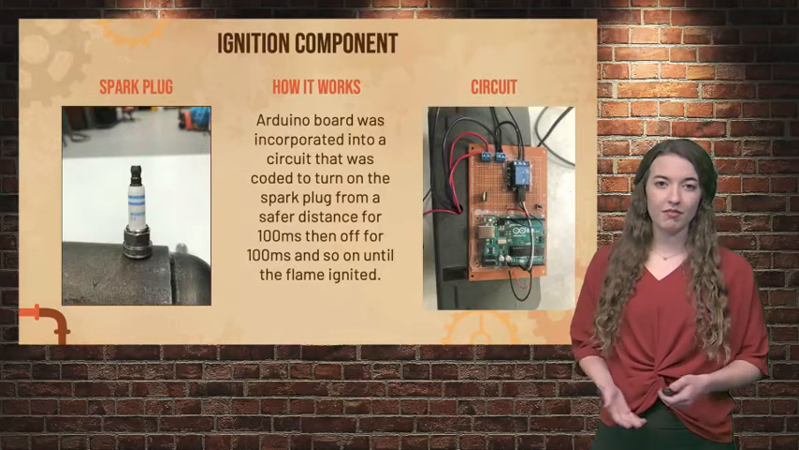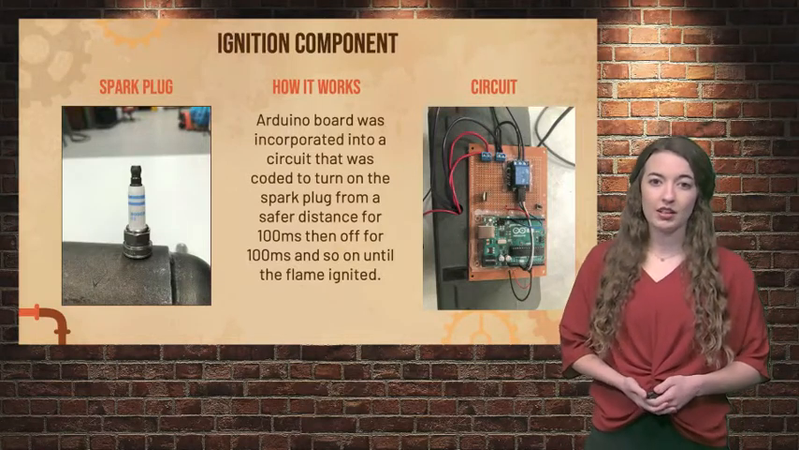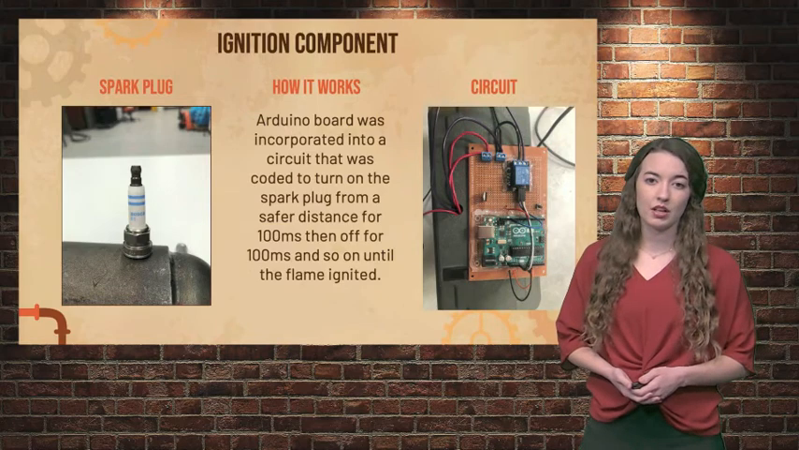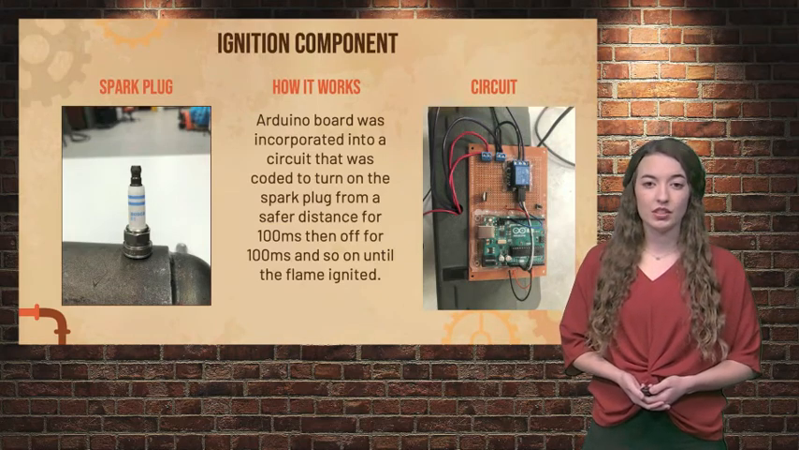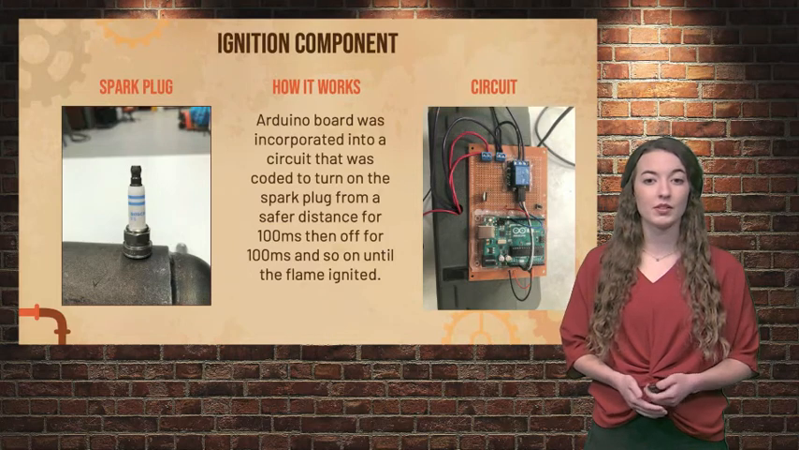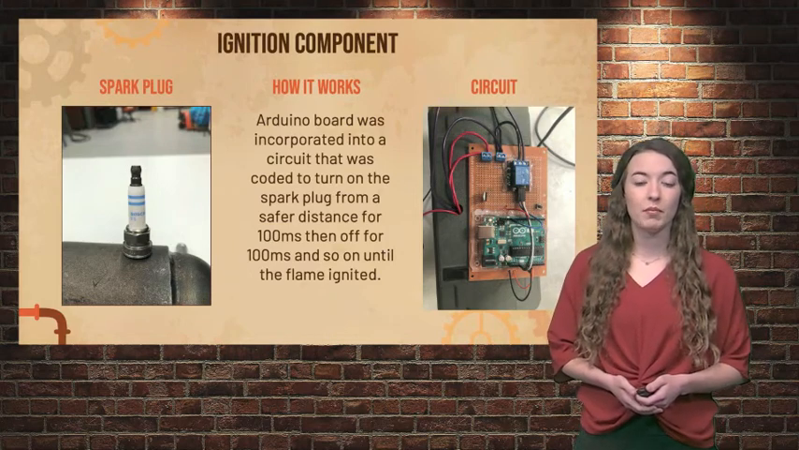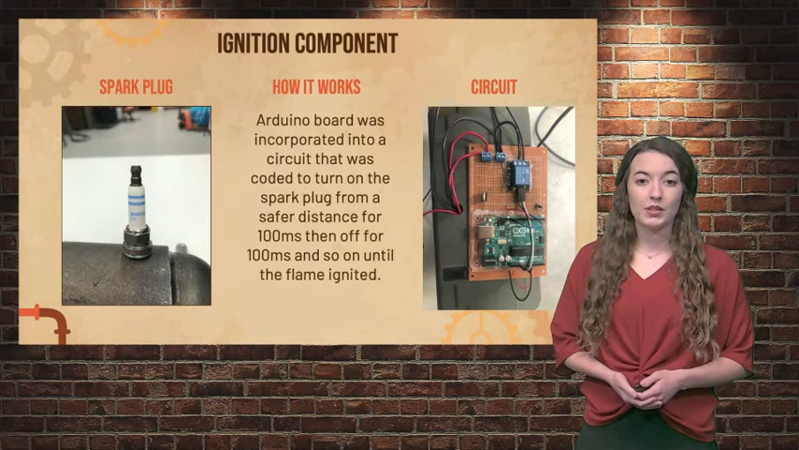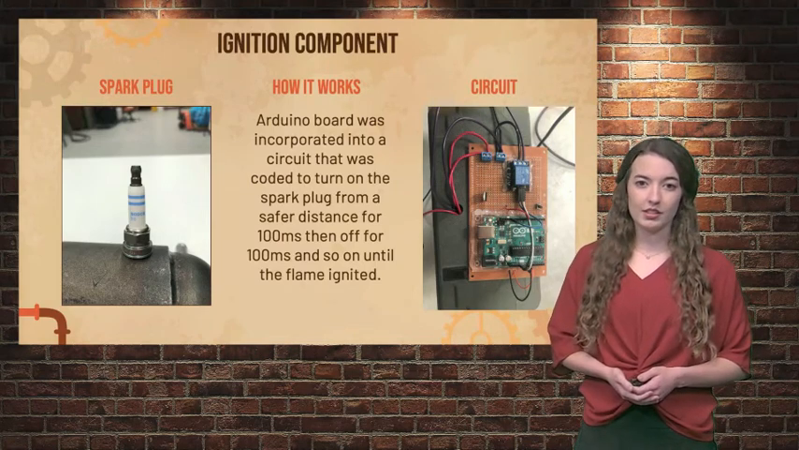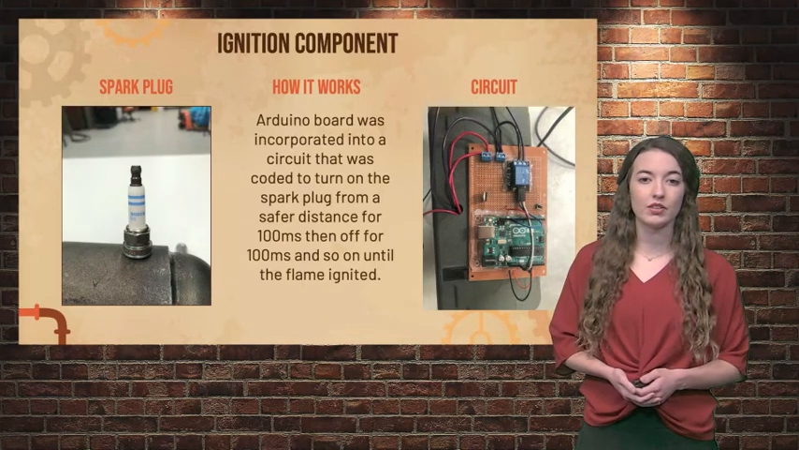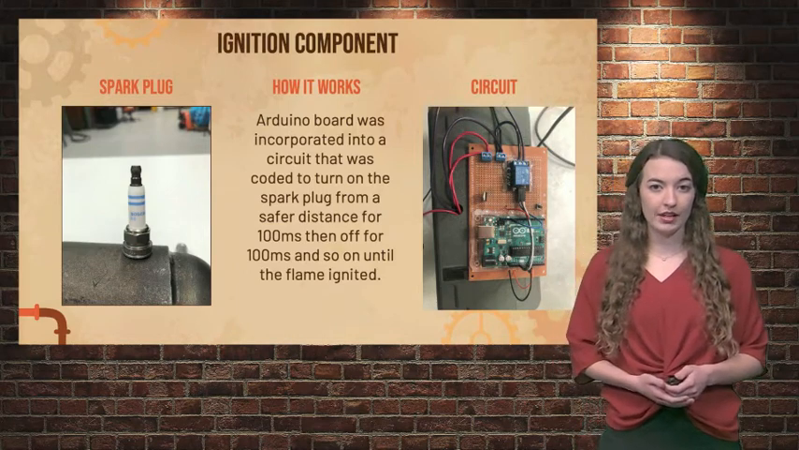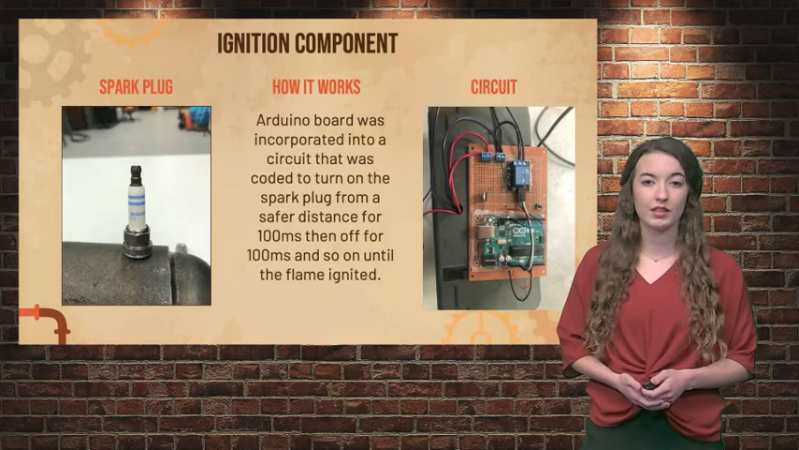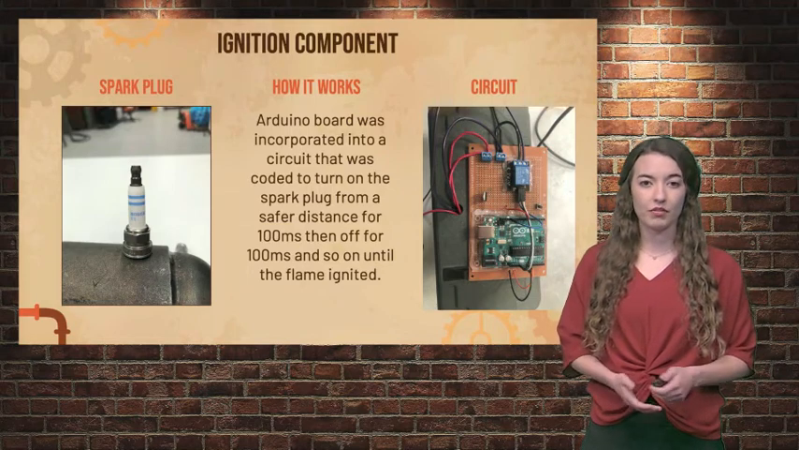The previous method of manually lighting the combustion decreased the level of safety as well as the project's marketability because it was being manually lighted. To solve this issue, the group decided to incorporate a spark plug that is controlled by an Arduino board that would be switched on from a much safer distance. The board was then coded to turn the spark plug on for 100 milliseconds and then off for 100 milliseconds and so on until the flame was ignited and the switch could be turned off.